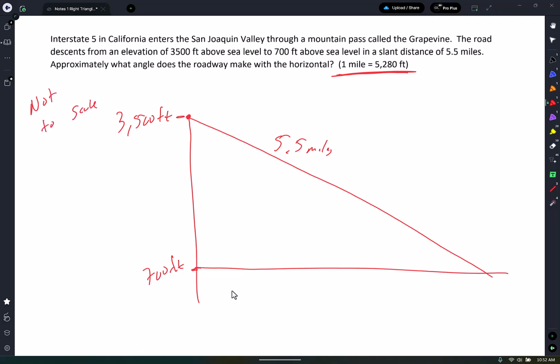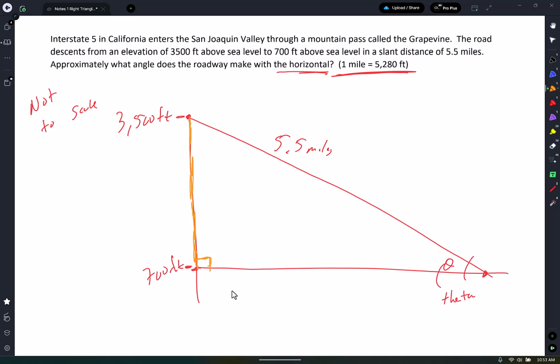So at this moment, I'm 3,500 feet. At this moment, I'm 700 feet. Way down here. They want to know approximately what angle does the roadway make with the horizontal. So they're talking about this angle right here. That's just a theta. Relax. It's like a variable. That's just a variable. We haven't done anything crazy. All right. So before I do this question, guys, I'm going to use burnt orange if we have any longhorns in here. I'm going to figure out what this distance is right here in burnt orange.